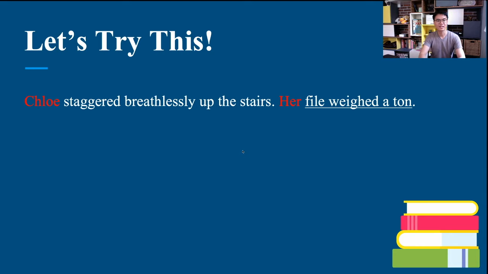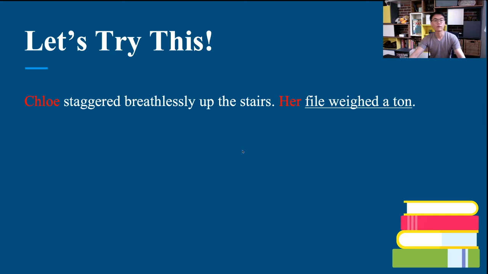Chloe staggered breathlessly up the stairs. Her file weighed a ton. Okay, so let's begin by identifying the subject, Chloe, right? Then what belongs to Chloe? It's her file, isn't it, right? So Chloe, subject, her file, item that belongs to her, all right?